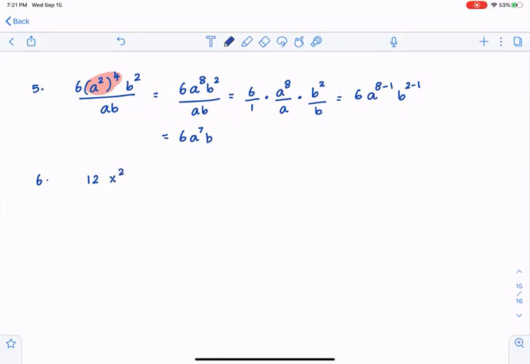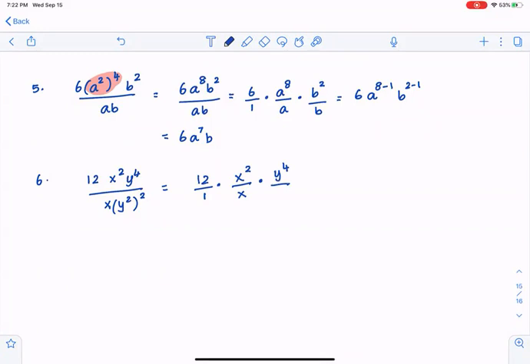x squared, y raised to 4 divided by xy, x y squared raised to 2. So the very first step here is to recognize or split the fractions: 12 over 1 multiplied by x squared over x, multiplied by y raised to 4 divided by y squared, and you square that.